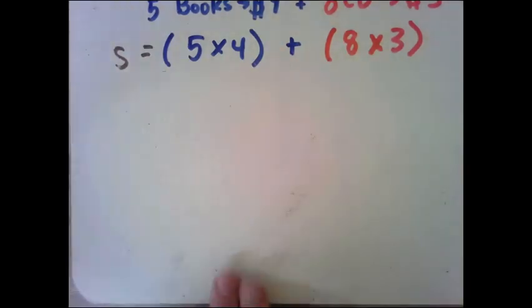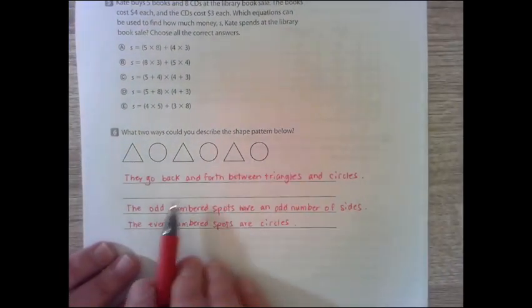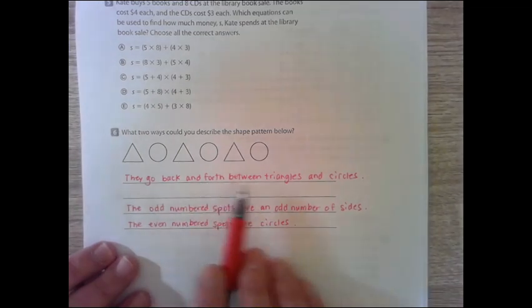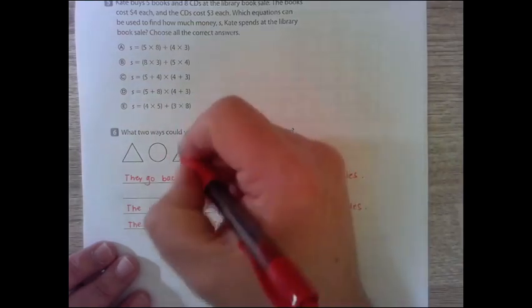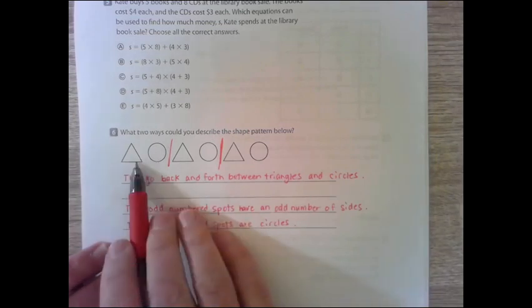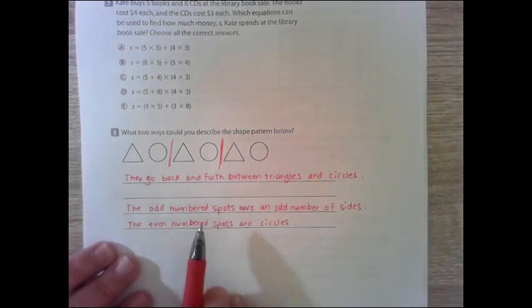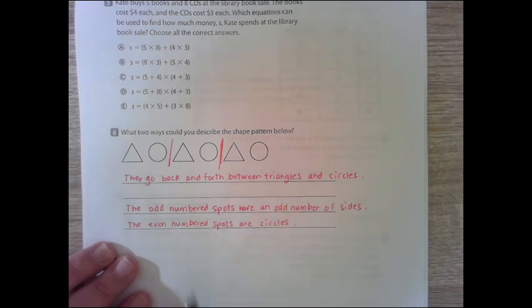All right, let's look at number 6. It's asking you, what are two ways you can describe the pattern below? Well, for one, they go back and forth between triangles and circles. So triangle, circle, triangle, circle, triangle, circle. And you can see it is a pattern because it repeats itself 3 times, right? So yeah, the pattern is they go back and forth between triangles and circles.